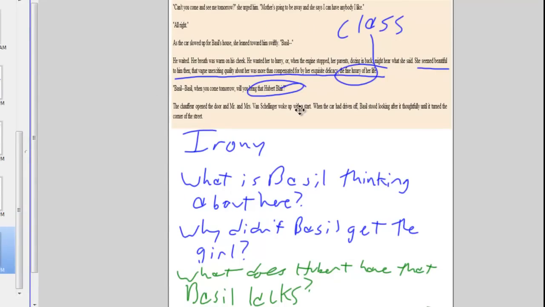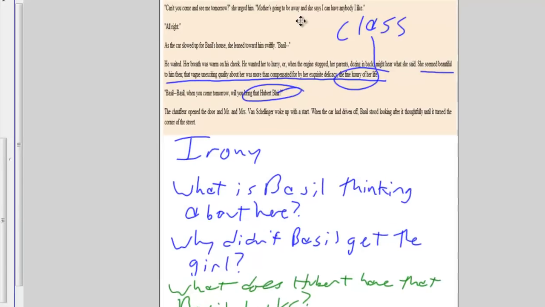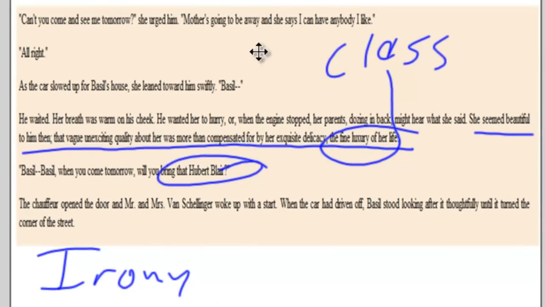But I read on, and if we flash forward to the end of the short story, you see this moment where his friend has asked him to come over tomorrow. He's feeling all right. He's not really attracted to her. In fact, we see that she has a vague, unexciting quality, a lack of beauty, but she does have fine luxury and exquisite delicacy. So now I come back to my questions, and there's something about social class going on here. But when she asks him to come over, she ends with saying, "Will you bring that Hubert Blair?"